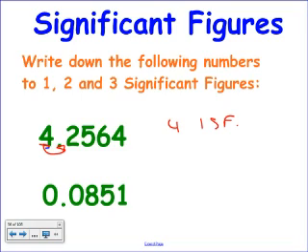2 significant figures, what are they? The 4 and the 2 are the first 2 significant figures. What's the decision based on? The 5. What do I do? Up, to 4.3. Brilliant, that's 2 significant figures, you've got the hang of that.